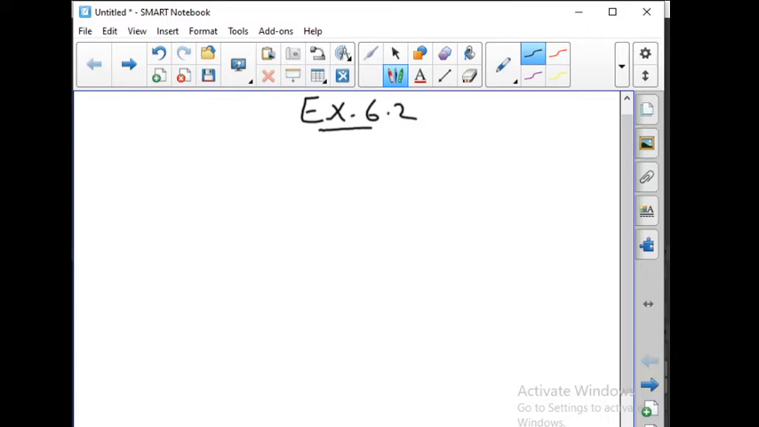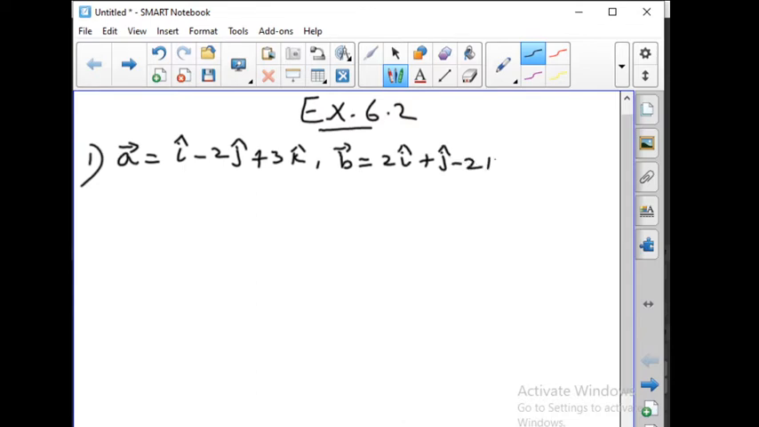So it will be a very simple exercise. First question: if A vector is equal to i cap minus 2j cap plus 3k cap, and B vector is equal to 2i cap plus j cap minus 2k cap, and C vector is equal to 3i cap plus 2j cap plus k cap, we have to find A vector dot B vector cross C vector.